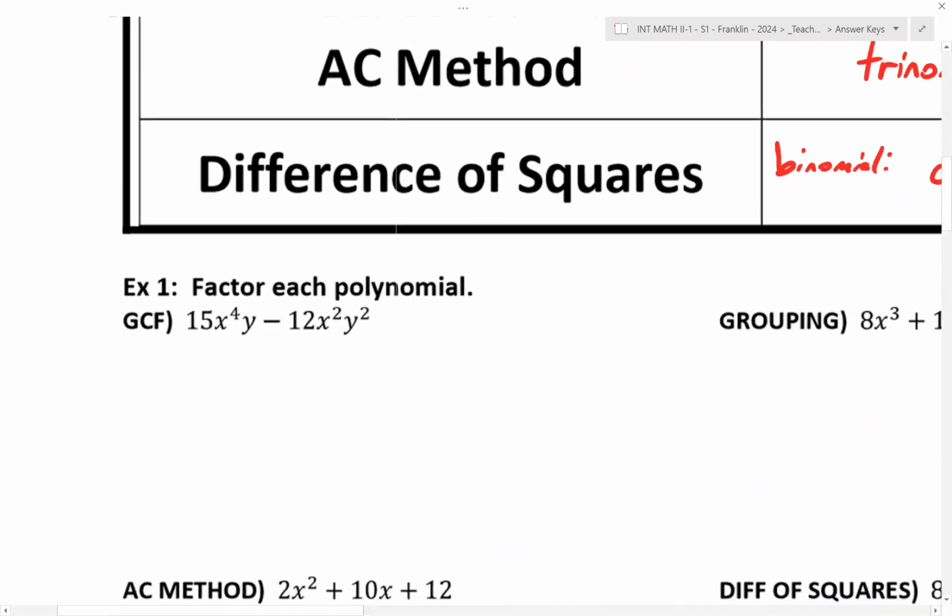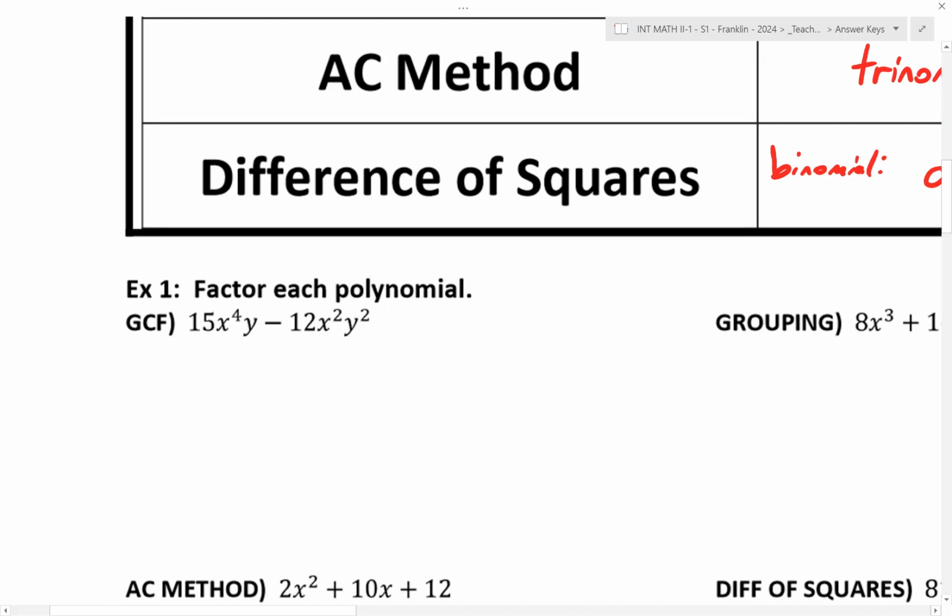We'll do one of each, and then we'll look at one that combines most, if not all, of these. Okay, so first we have our GCF problem. Just a binomial here, 15x to the 4th y minus 12x squared y squared. So remember, look at the coefficient first. Between 15 and 12, we can take out a 3. And then for the variables, if they both have x, it's in your GCF, and then put the smallest exponent present, so that's x squared. And for y, it's just a y.